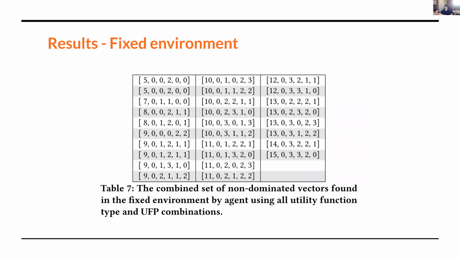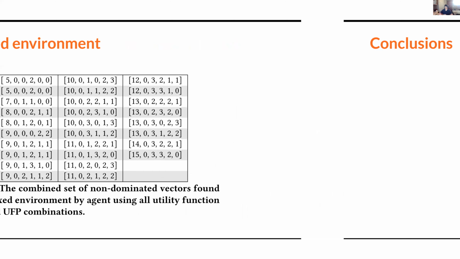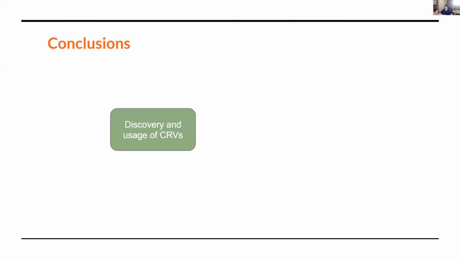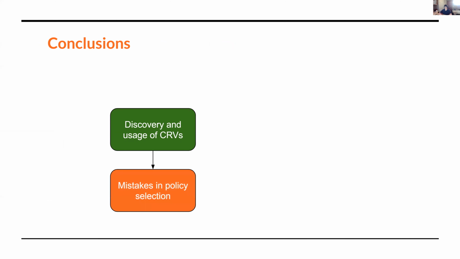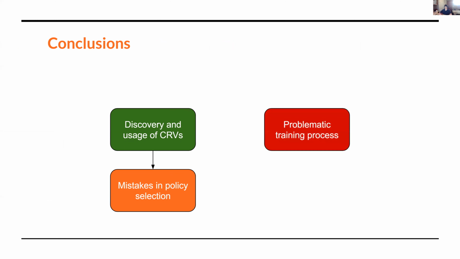Yeah, this is the table of these famous combined non-dominated reward vectors across all. Here you can see them sorted, and all of this is in the paper as well. So what are the conclusions here? Well, nonlinear agents are definitely good for discovery and usage of CRVs. However, they do make quite a lot of mistakes in selecting the policy that they go for. And they also have a problematic training process, which needs to be addressed.